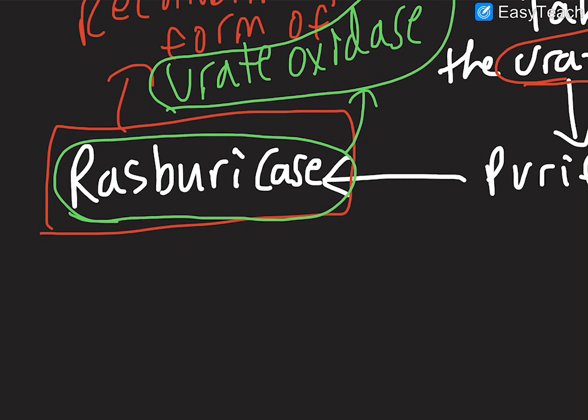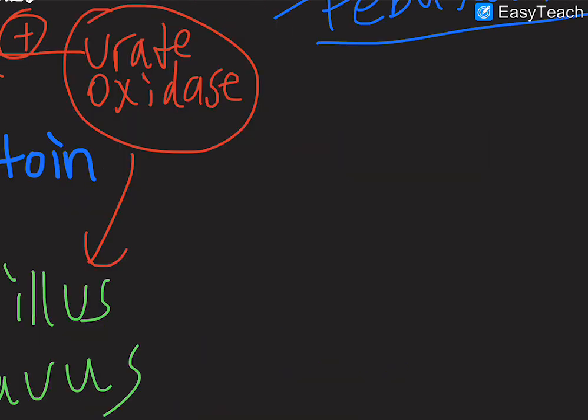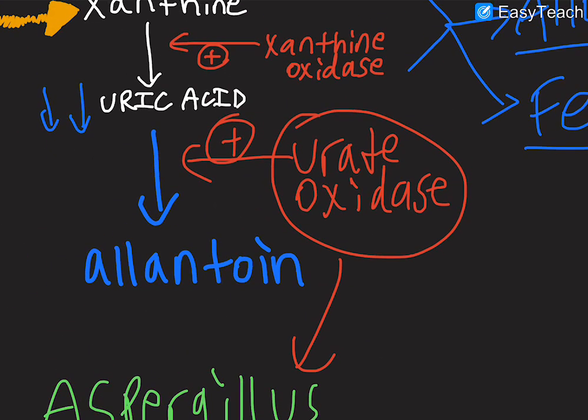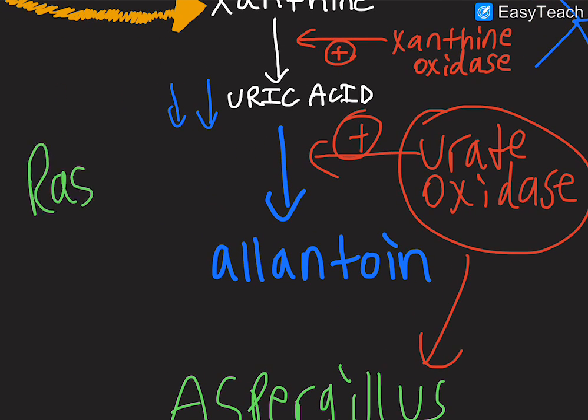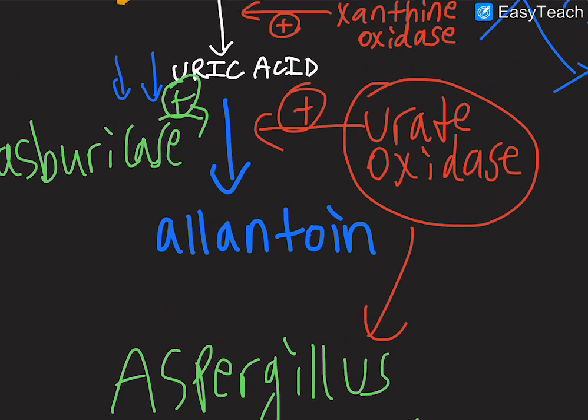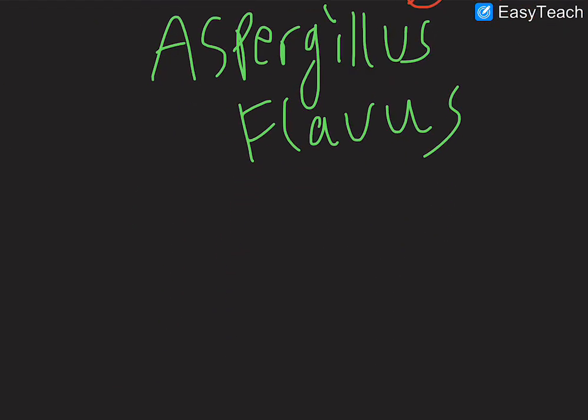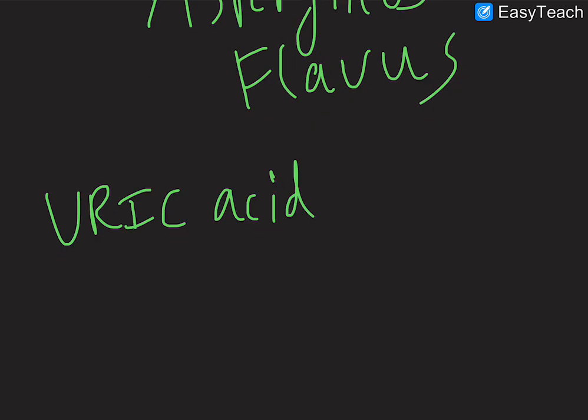And then what does rasburicase do? Rasburicase will do the same thing as urate oxidase because rasburicase is the recombinant form of urate oxidase, and rasburicase will help convert uric acid into allantoin. But why is that useful? Why even do that? If you compare uric acid to allantoin, uric acid is much less soluble in water than allantoin.